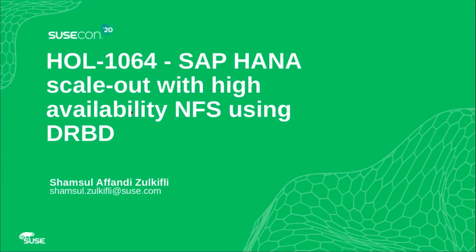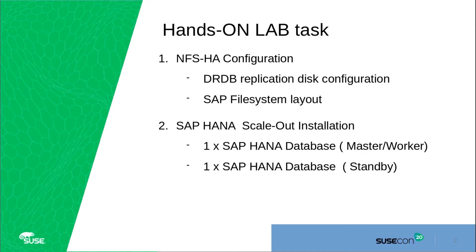Today in this session, I'm going to talk about SAP HANA Scale-Out with high-availability NFS using DRBD. The session code will be HOL-1064.